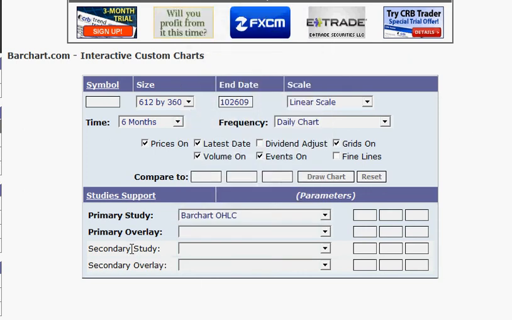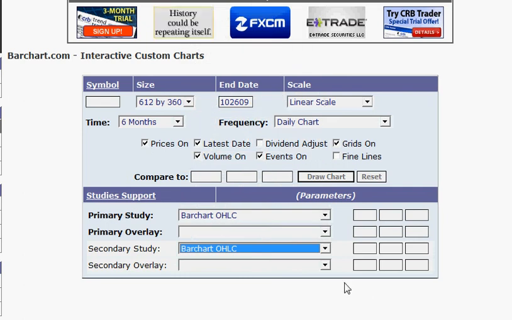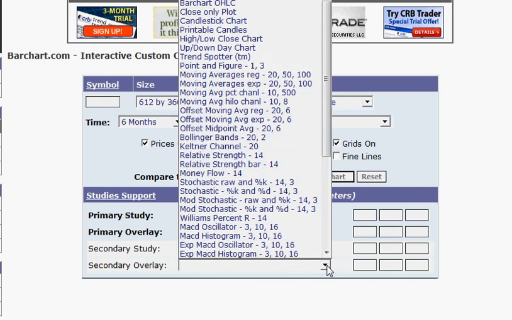And then if you wanted to put on another chart, which we'll see later how that works, you just come up here and hit bar chart and you'd get another chart. And then you can go down here to secondary overlay and you can get another technical indicator. So you can have two charts with two different indicators.